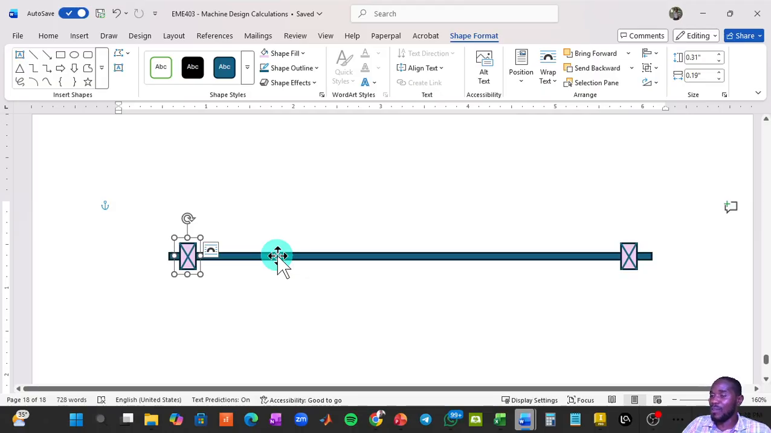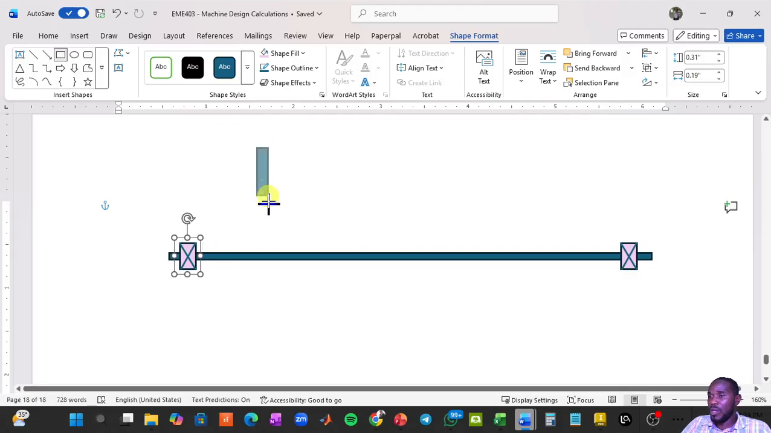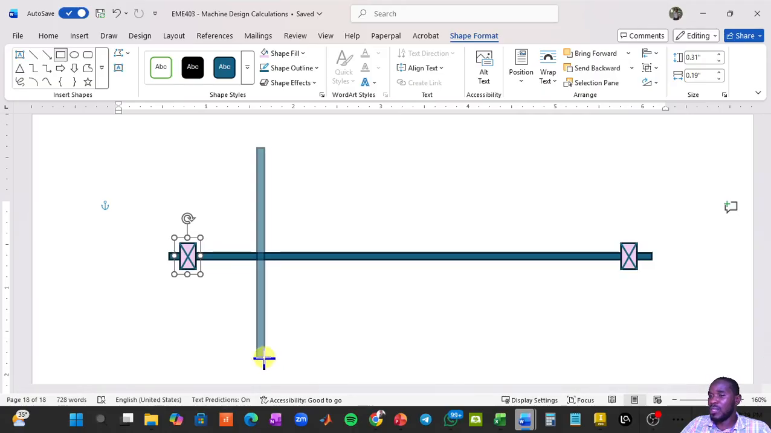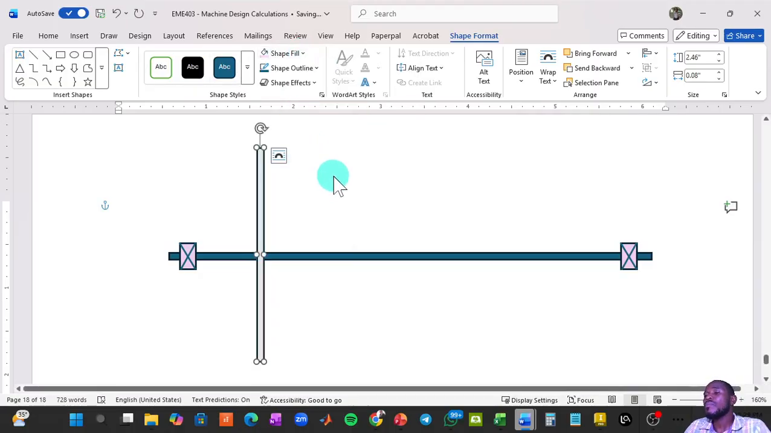Now that pulley itself, when we're looking at it, is also going to have the shape of a rectangle like this, since we're looking at it from the front. I don't want that to be too big. Let's have it like that. Let's color it something else. Let's make it ash. Bring it down a little bit so it's somewhere in the middle.